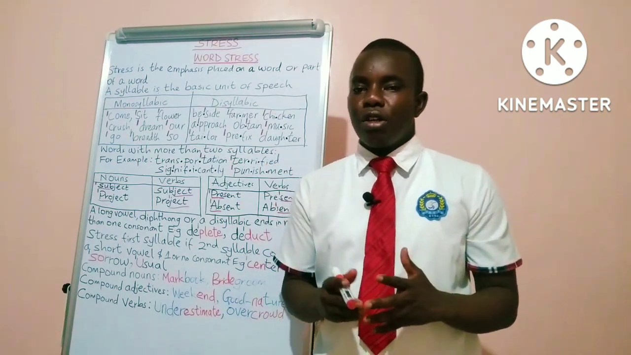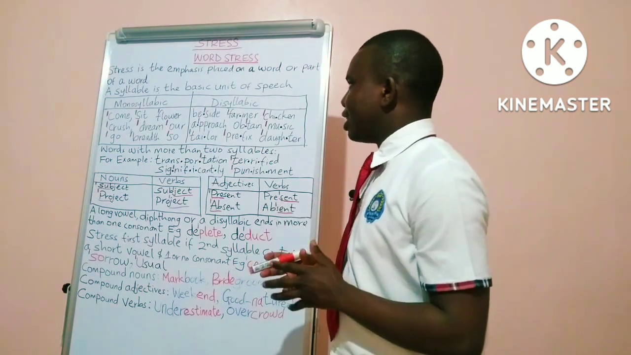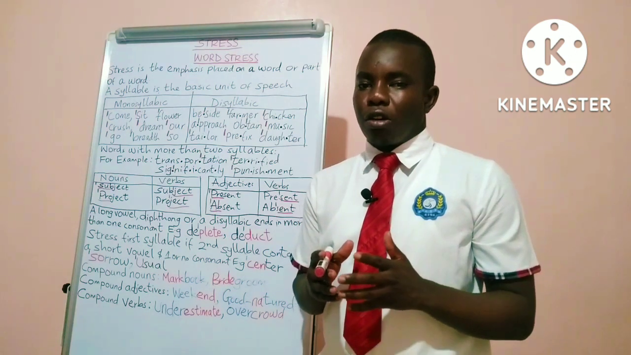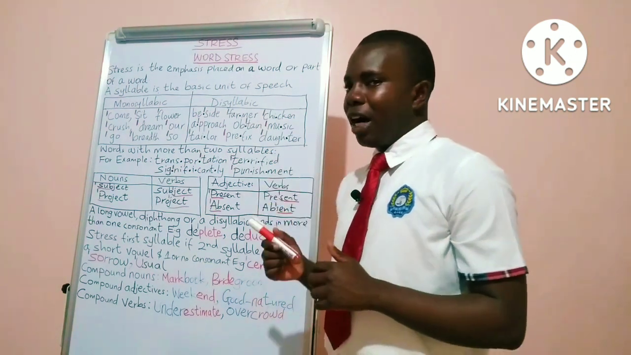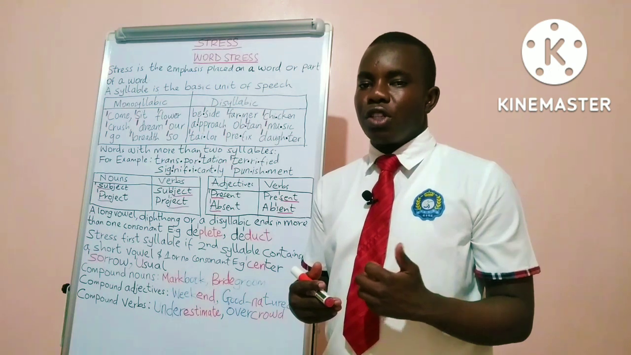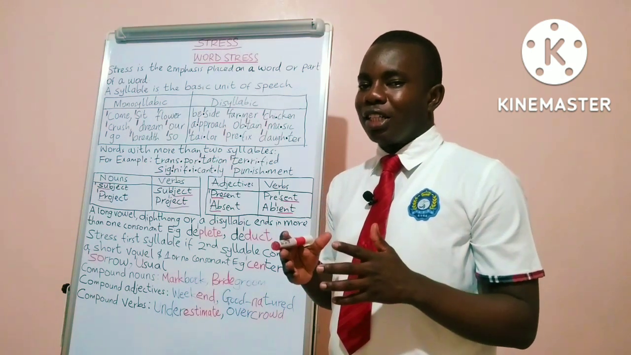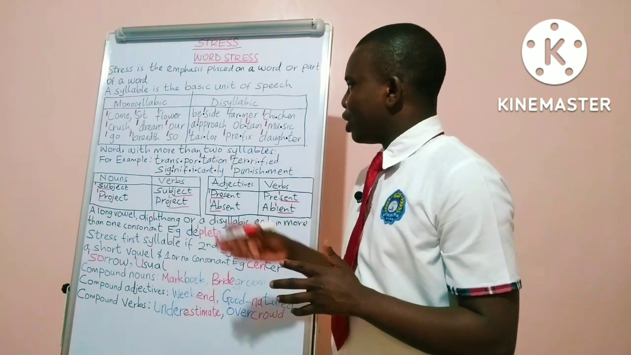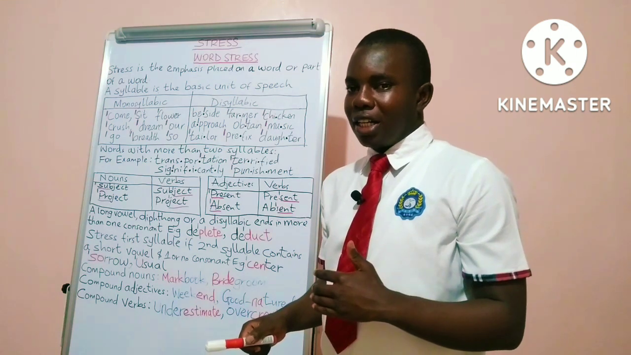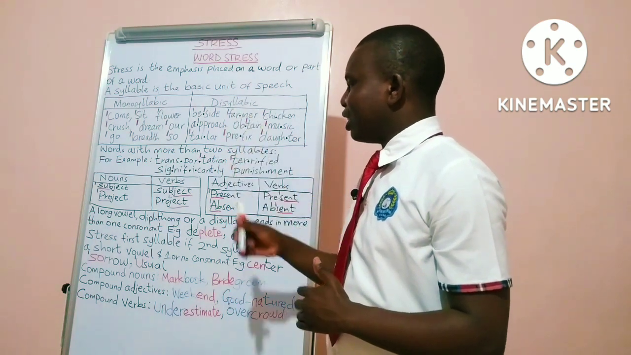It really helps to know about what we call syllables if one is to understand stress. A syllable is the basic unit of speech. We have words subdivided into various groups depending on the number of syllables they have. Words that only have one syllable are referred to as monosyllabic. If you look at my first table there, there are monosyllabic words on one column and disyllabic on the other column.